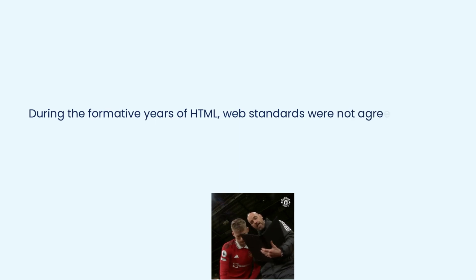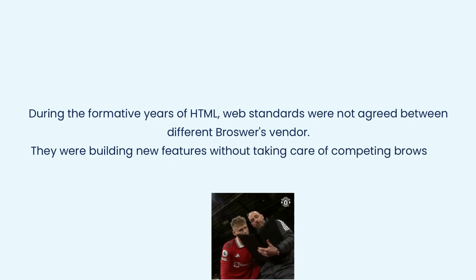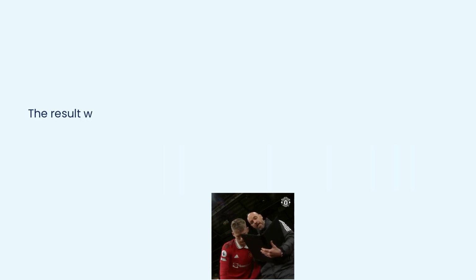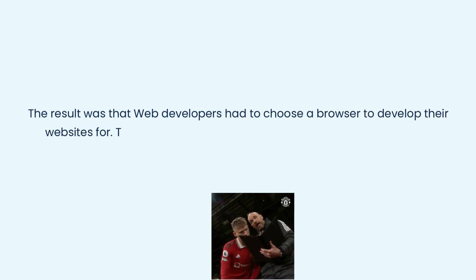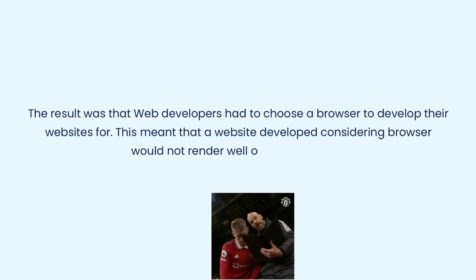During the formative years of HTML, web standards were not agreed upon between different browser vendors. They were building new features without taking care of competitive browsers. The result was that web developers had to choose a browser to develop their sites for. This meant that a website developed considering one browser would not render well on other browsers, and the situation was getting worse day by day.